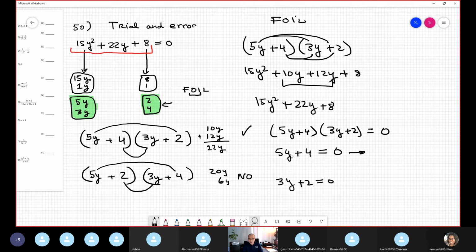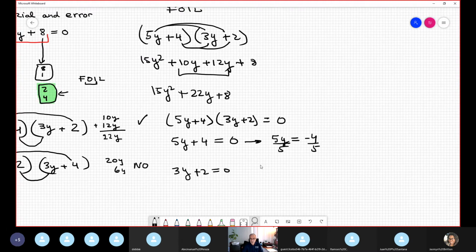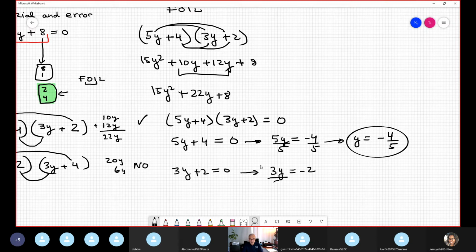I move forward to the right-hand side like a negative: 5y equals negative 4, y equals negative 4/5. This is my one solution. My second solution is 3y equals negative 2, y equals negative 2/3. Okay, I have the solution. It's a fraction, both negative. Okay, let me check it out.